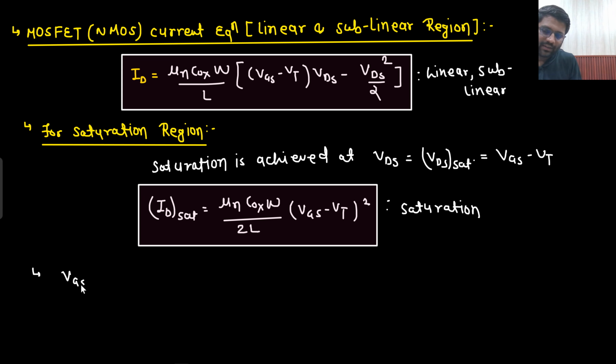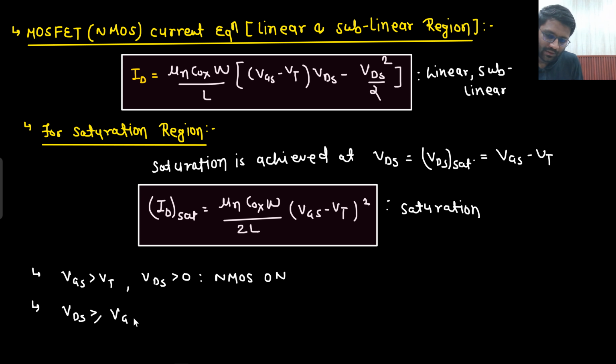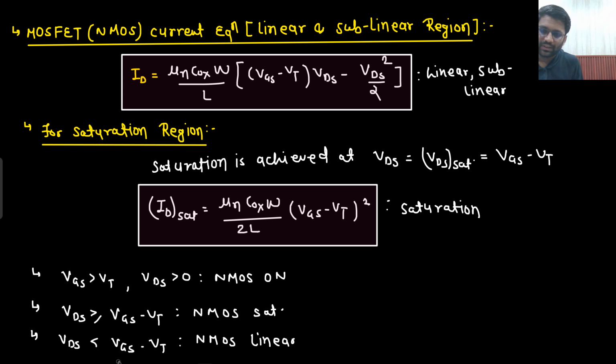Along with that, here I can write down that when VGS is greater than VT and VDS is greater than 0, then MOSFET turns on, right? We are mainly talking about NMOS. Substrate is P, channel is N, that's why it is NMOS. NMOS turns on, and when your VDS is greater than or equal to VGS minus VT, then your NMOS goes into saturation, and when your VDS is less than VGS minus VT, then your NMOS remains in linear, or sublinear.